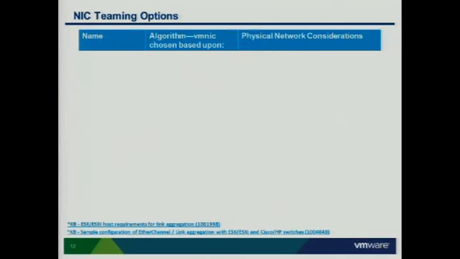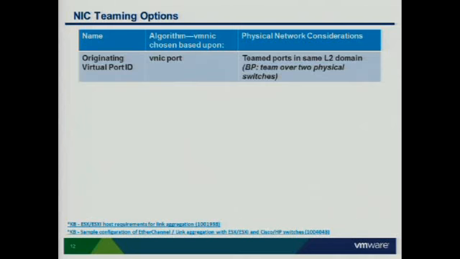And with our NIC teaming options that are available for us to use, we have originating virtual port ID. That algorithm is chosen based off of the vNIC port, so as you plug in the virtual machine on the vSwitch, it's just the next available port. And the physical network considerations for this is to have the team ports in the same layer 2 domain. And our best practice for this is to team over 2 physical switches.